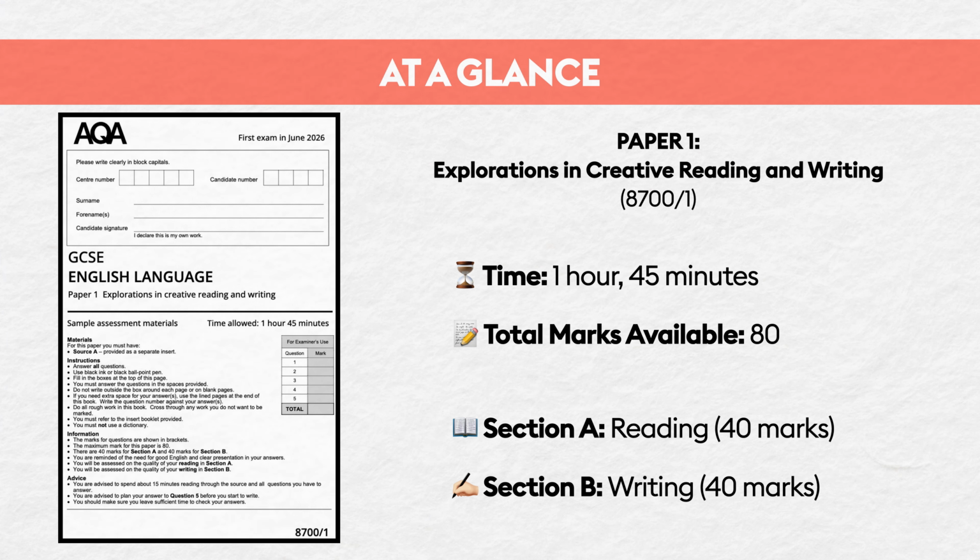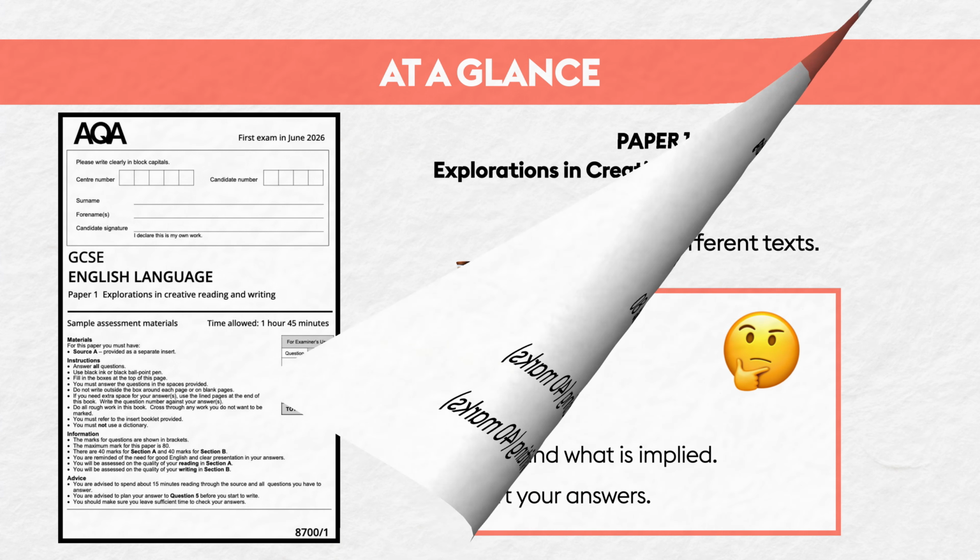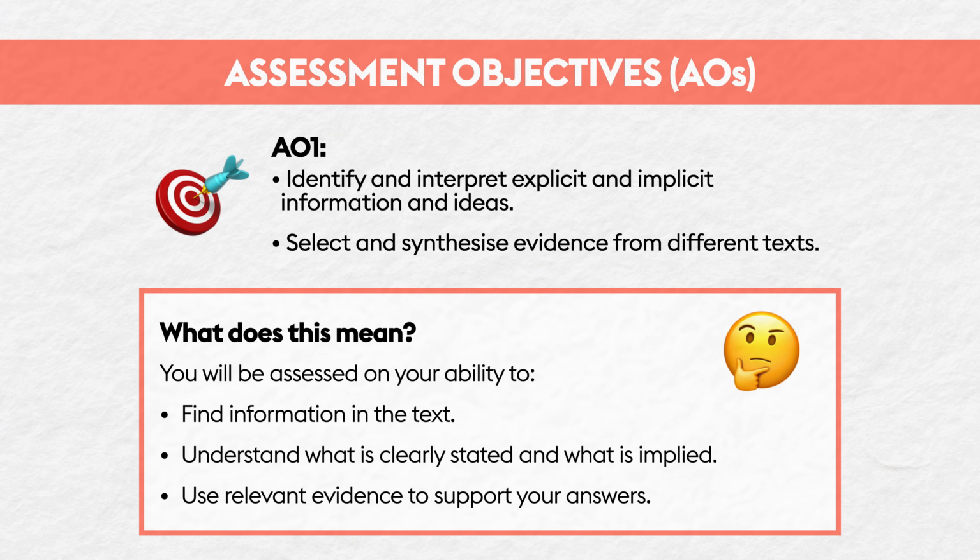Half of the marks come from analysing an unseen fiction extract, and the other half come from your own creative writing. Before we look at the questions, it's useful to understand the assessment objectives, also known as AOs. Assessment objectives are basically the skills the examiner will be assessing.